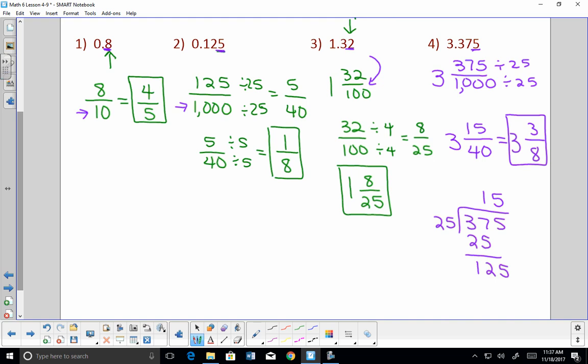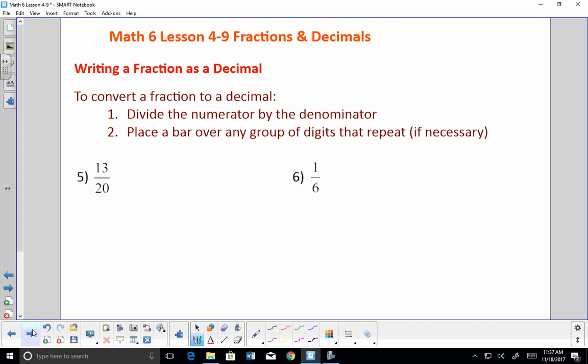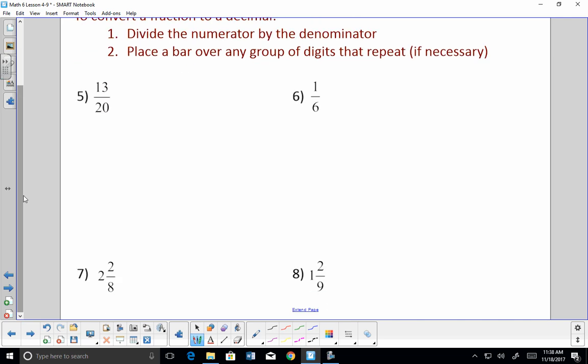Writing a fraction as a decimal. To convert a fraction to a decimal, you divide the numerator by the denominator. In other words, divide the bottom into the top, just like when we converted improper fractions to mixed numbers. You're still dividing the same numbers. We divide the bottom number into the top number, and you place a bar over any group of digits that repeat, if that's necessary. So if I have 13 twentieths, I'm going to divide 20 into 13.